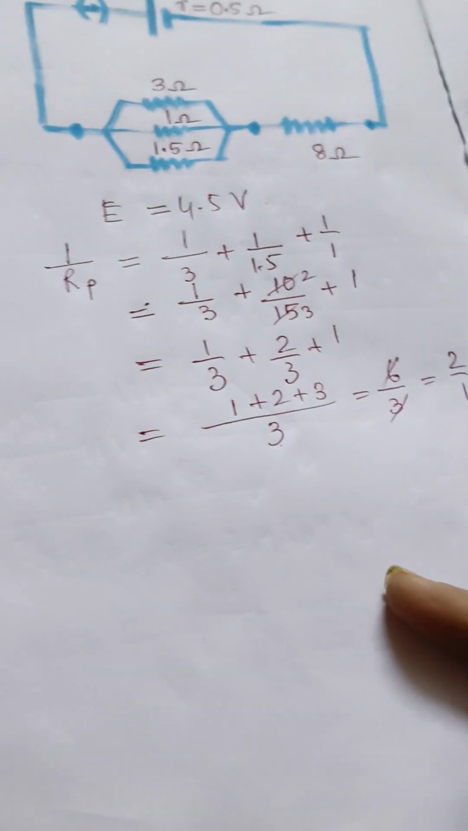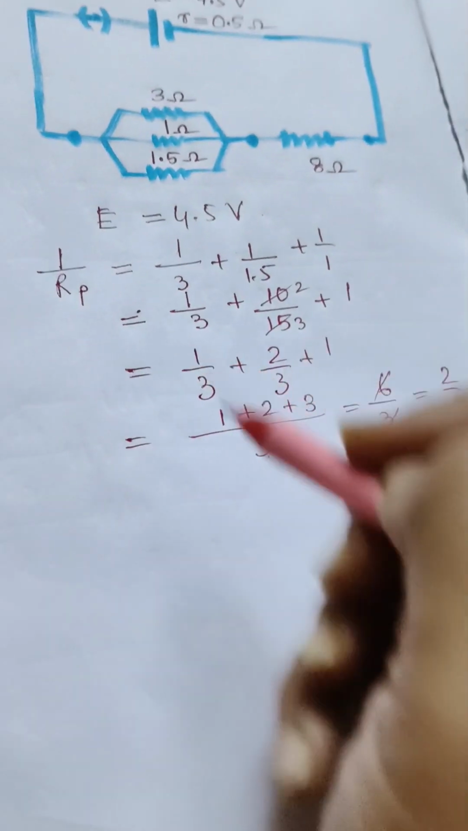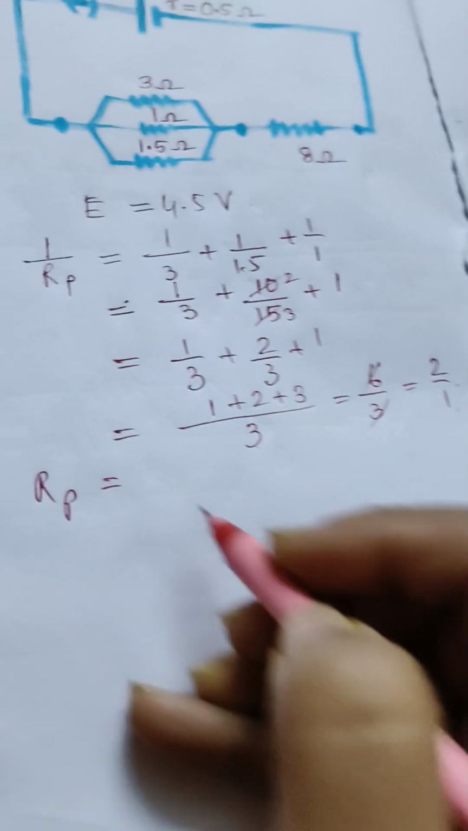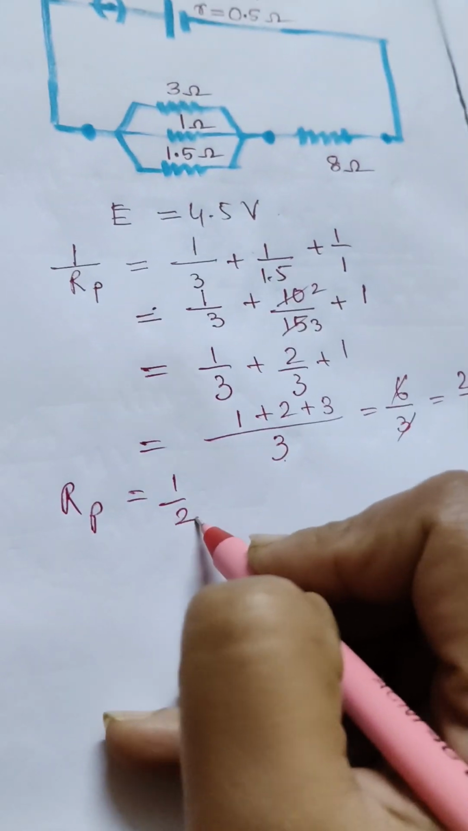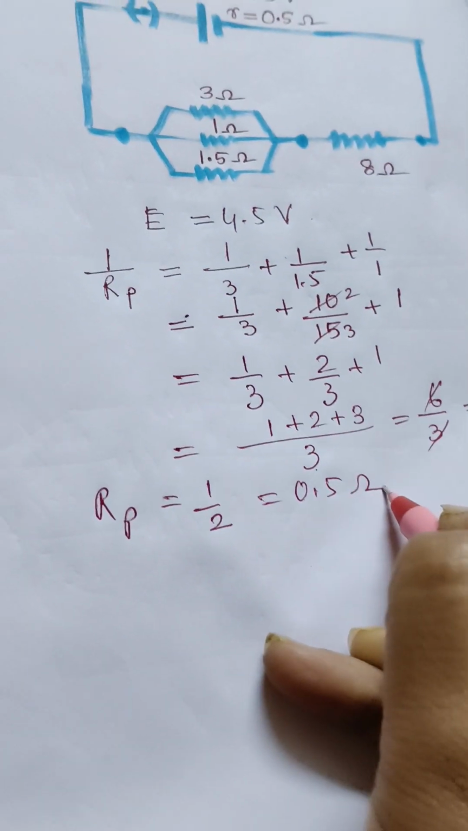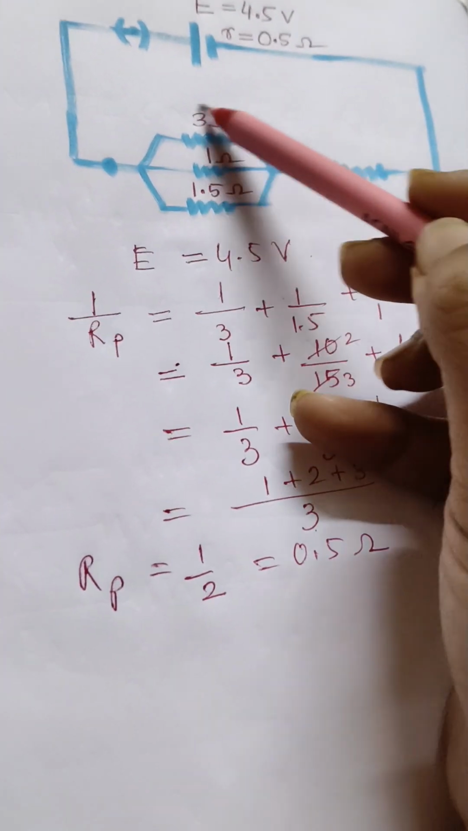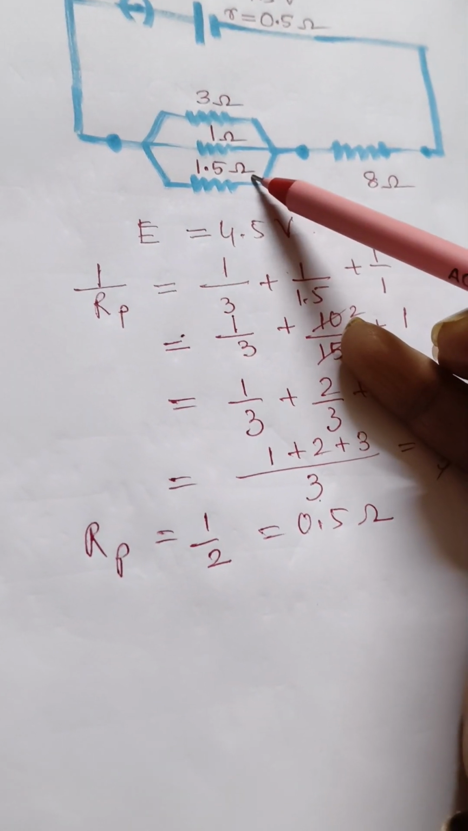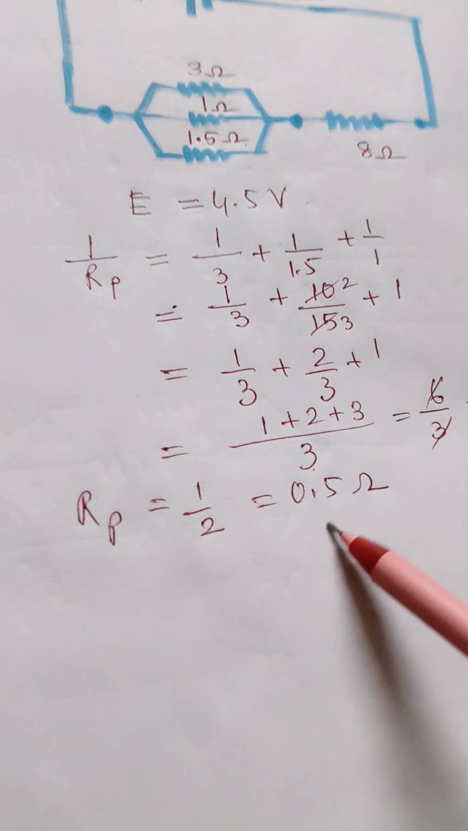Don't leave it like that. Don't forget, this is 1 by Rp. So Rp is the reciprocal of 2 by 1. So it's 1 by 2. So Rp is finally 0.5 ohm. That means these three together give you an equivalent resistance of 0.5 ohm.